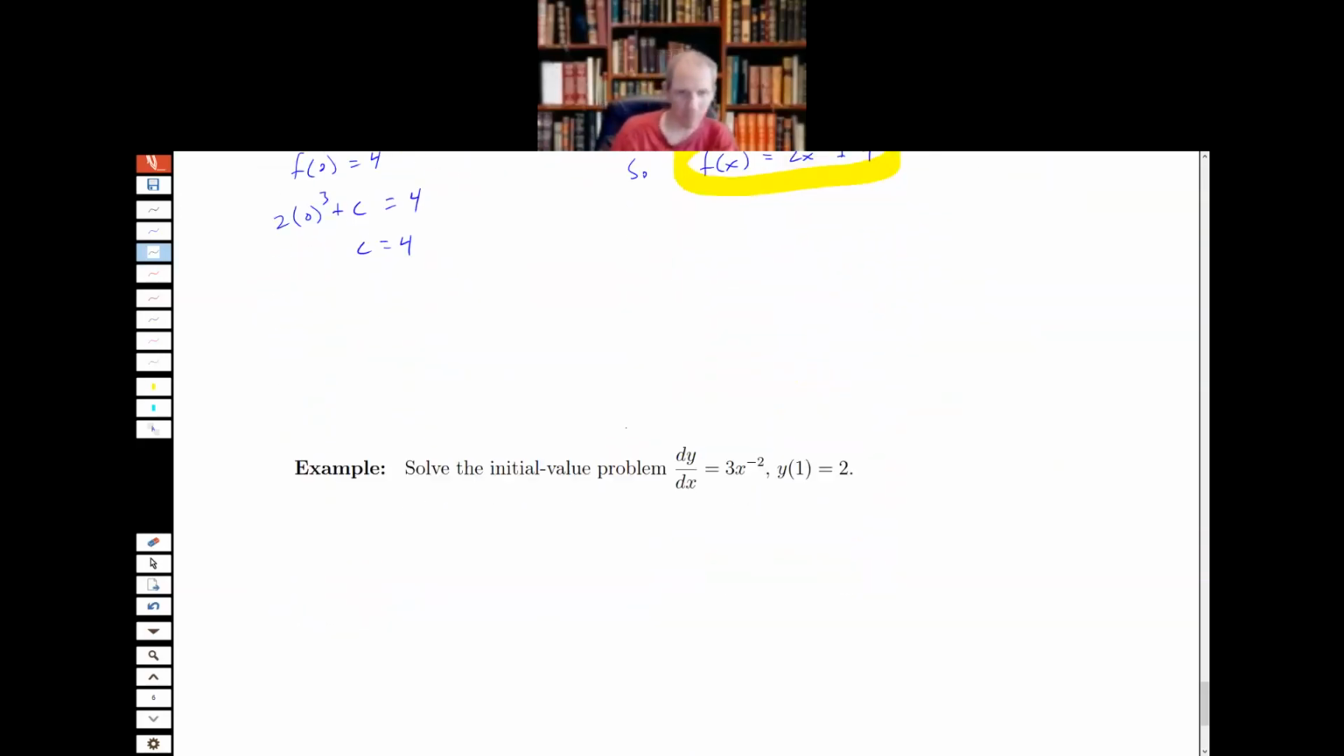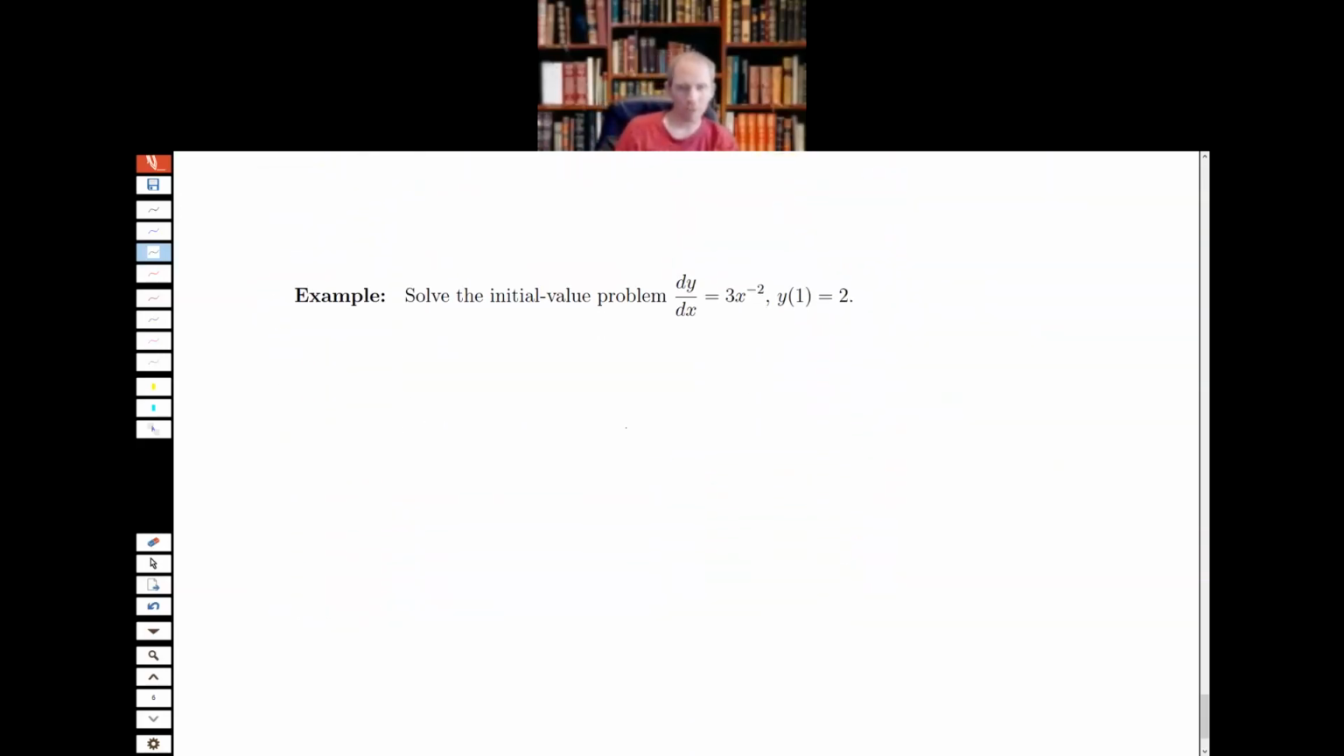Okay, let's look at another example. Solve the initial value problem, so I know that the derivative of the function is 3x to the negative 2, and I know that the function, when I input 1, outputs 2. Okay, so one way to look at this is I'm going to take the integral of both sides. The integral of dy dx with respect to x is the integral of 3x to the negative 2 dx. And when I integrate dy dx, I just get my function y. The dx's cancel. I'm integrating 1 dy, and so I just get y.